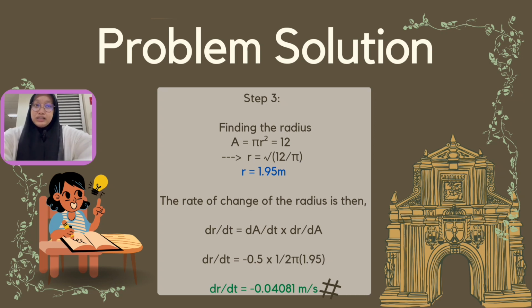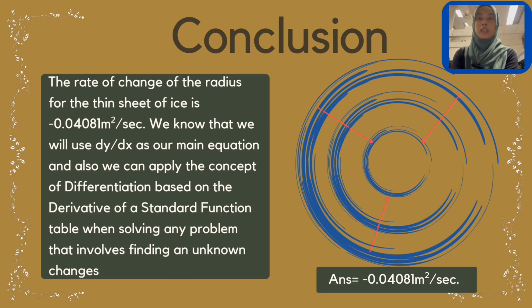dr over dt equals dA over dt multiplied by dr over dA. dr over dt equals negative 0.5 multiplied by 1 over 2 pi times 1.95, which equals negative 0.04081 meter per second. In conclusion, the rate of change of the radius for the thin sheet of ice is negative 0.04081 meter per second.